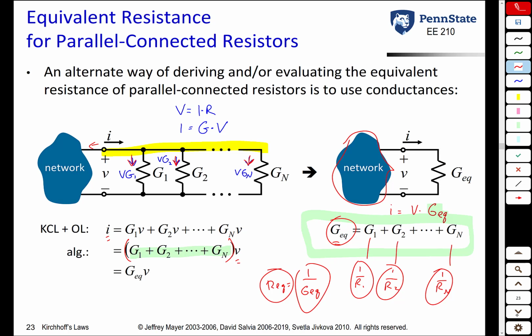So we will pick this up next lecture and do some examples showing how we could use these voltage and current source combinations and resistor combinations to simplify a circuit, and then we'll see that there are some limitations to that.